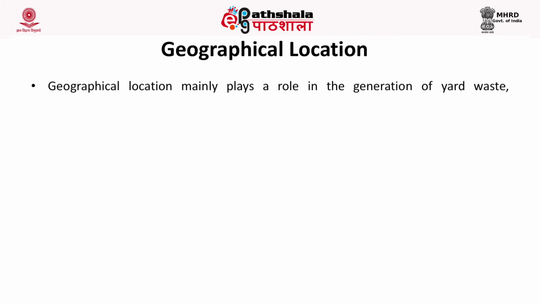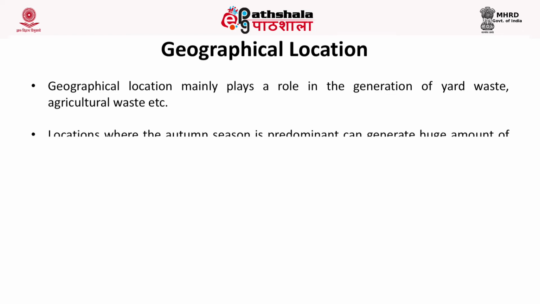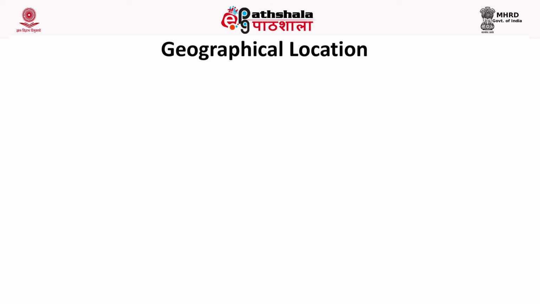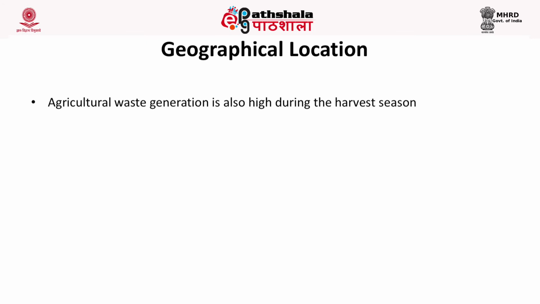The geographical location plays a role in the generation of your yard and agricultural waste. In locations where the autumn season exists or predominates, you can see a lot of yard waste generation. For example, during autumn, the leaves fall and new leaves start coming up, thereby generating a lot of yard waste. And in the northern part of India, during the months of February and March, you can again see yard waste generation to be very high. Now, harvest season will result in the generation of a high amount of agricultural waste.